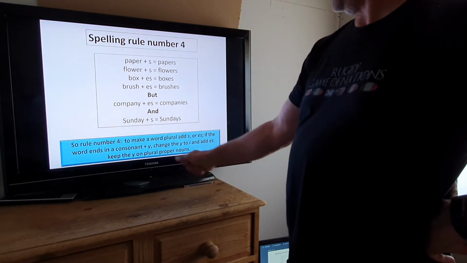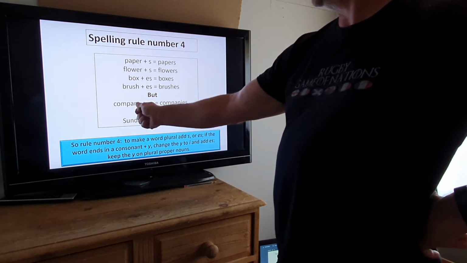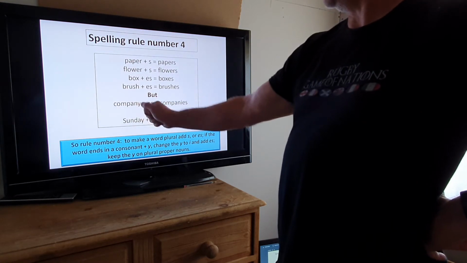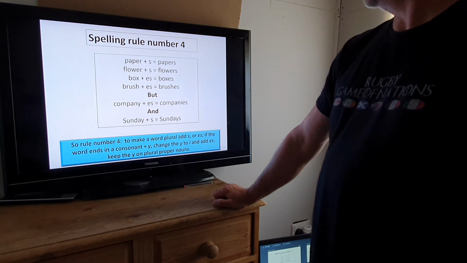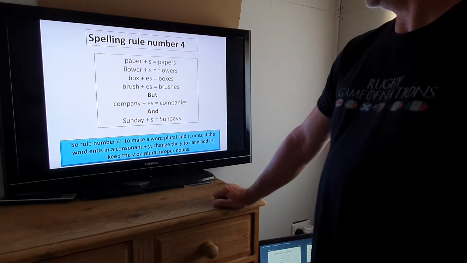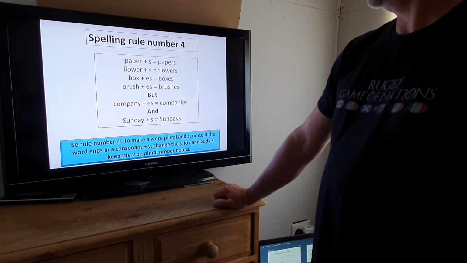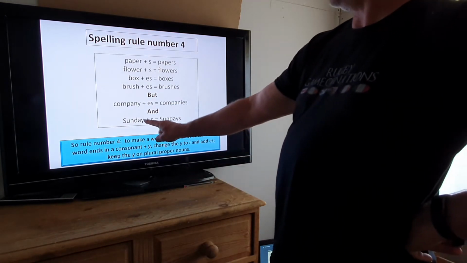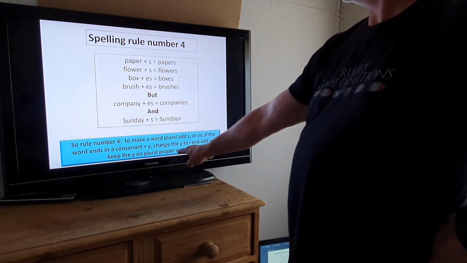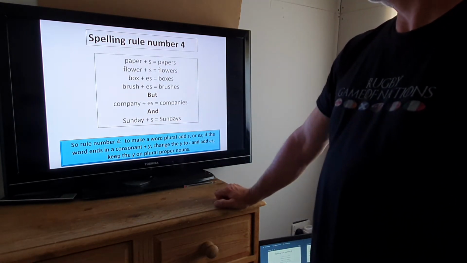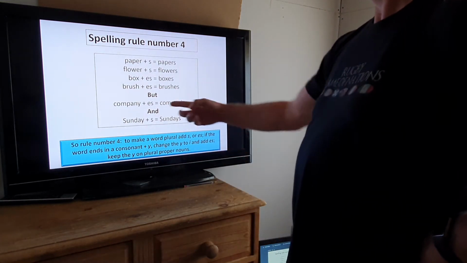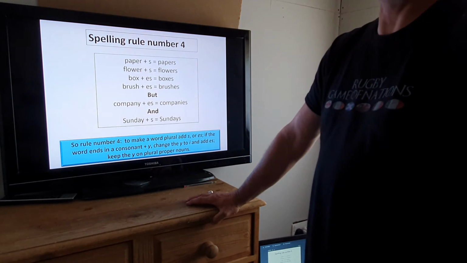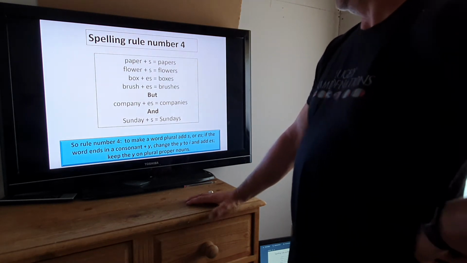If the word ends in a consonant and a Y, like NY, you can change the Y to an I, and you add ES to companies, say. But you keep the Y on plural proper nouns. So if it's a proper noun, the capital letter noun, you keep the Y and you just add an S to make that plural.